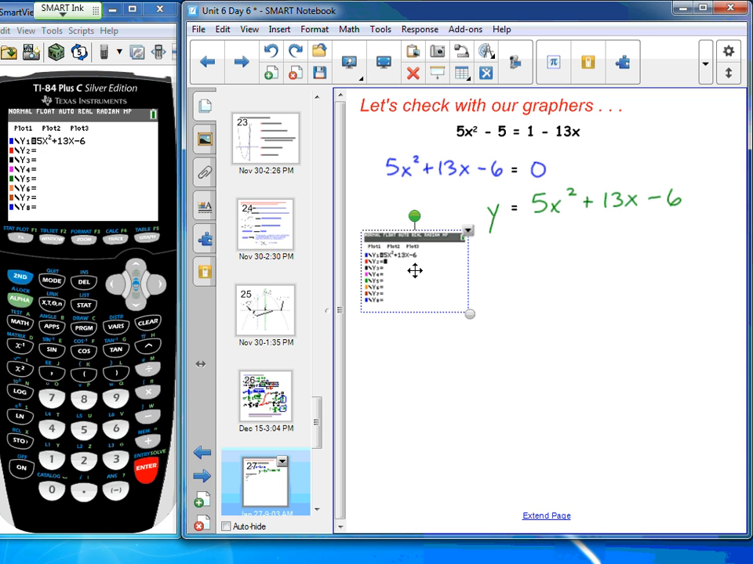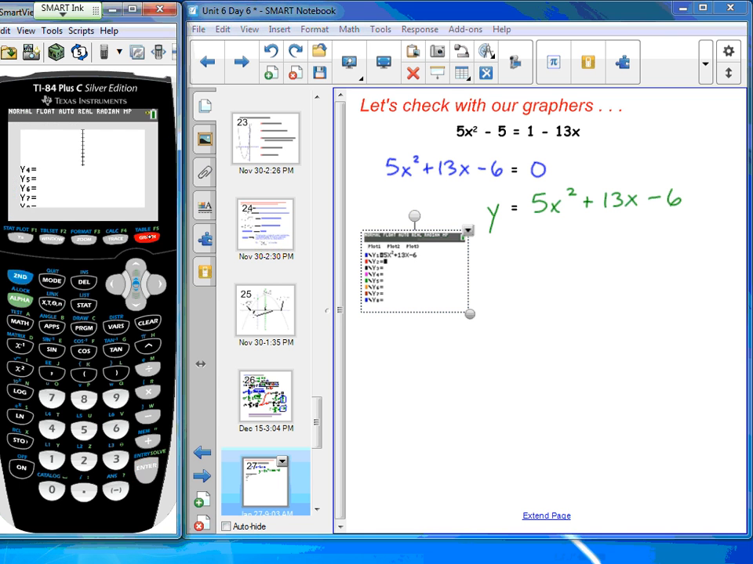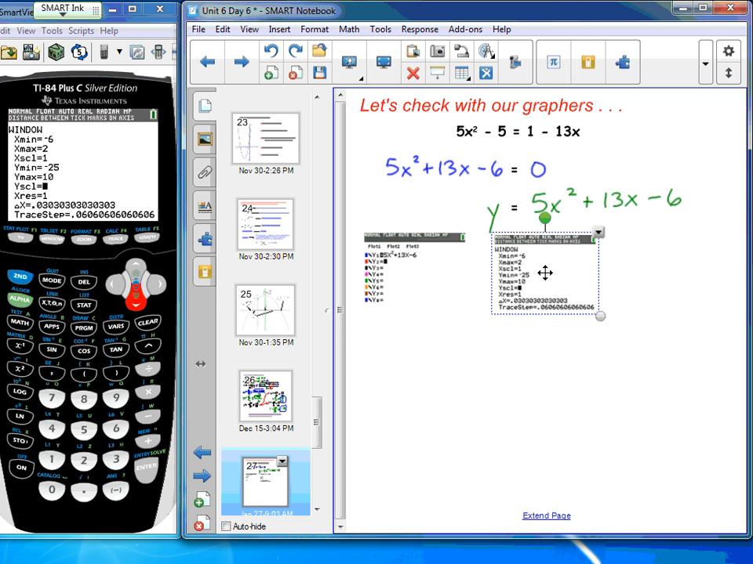I'm going to go ahead and look at a picture of that, and I'm going to see if the x-intercepts Jacob told us about are in fact -3 and 2/5. I can't see this window very well, so I'm going to manually adjust, and I'm going to go -6 up until 2, and -25 to 10, and see if this is a better picture. So I'll go ahead and take a look at this graph.